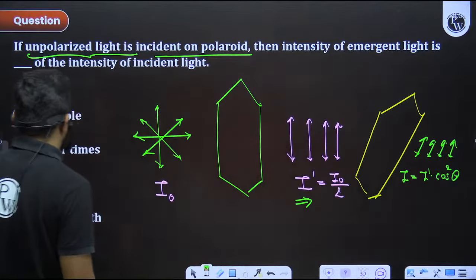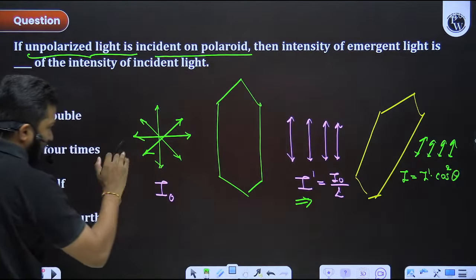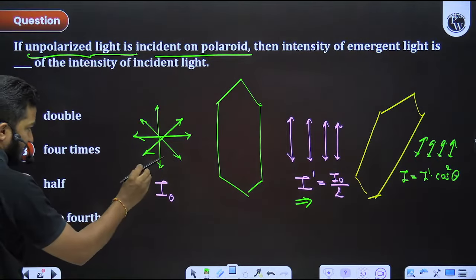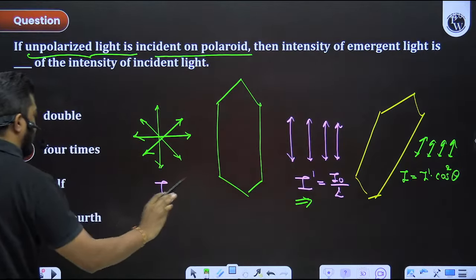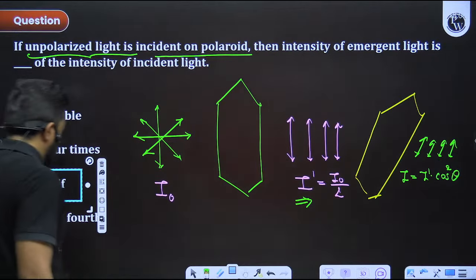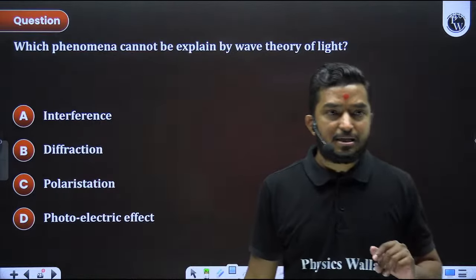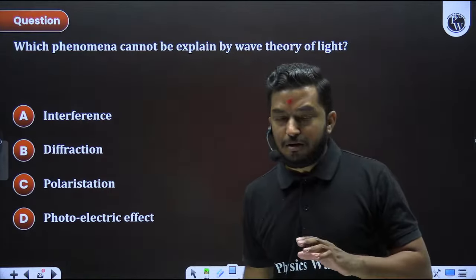So the answer here is simple. By the polarization, whatever intensity we get after polarization is half of the initial intensity. So option C is the perfect answer here. Let's continue for the next question.